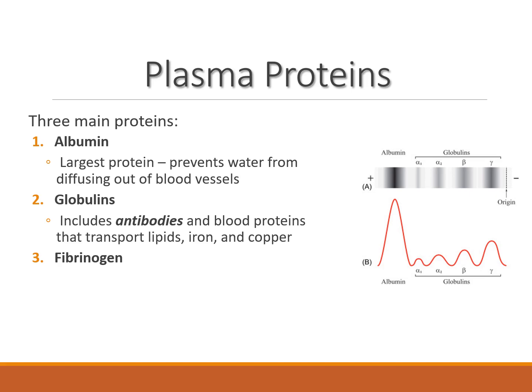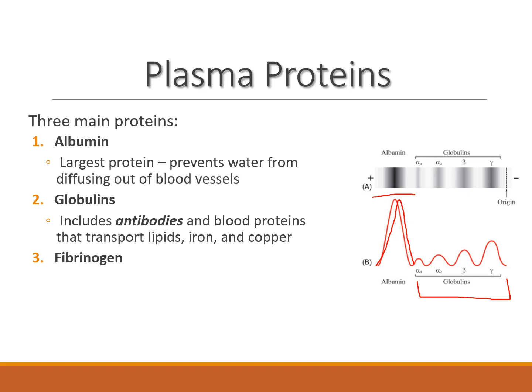Okay. And the little picture over here on the right is just showing you it separates out the different proteins in the plasma. The red line is showing the relative size of them. If you notice, albumin is the biggest, so it has the biggest peak, and then it separates out those four different globulins. So these alpha, beta, and gamma globulins. Okay. So different kinds of globulins, but again, think antibodies and kind of carrying transport proteins.